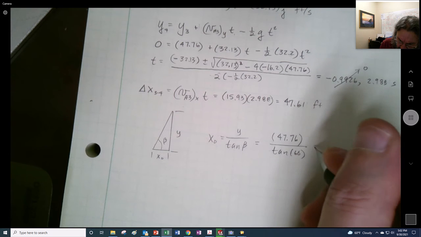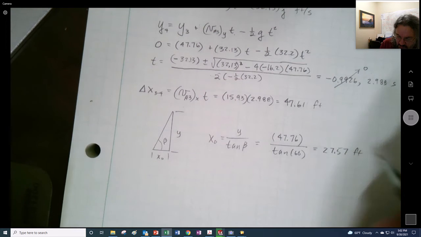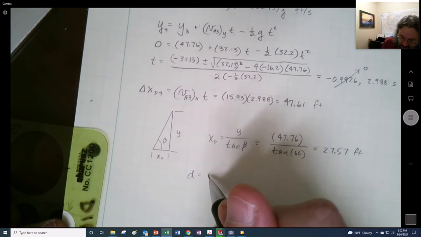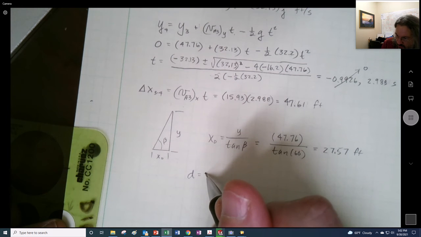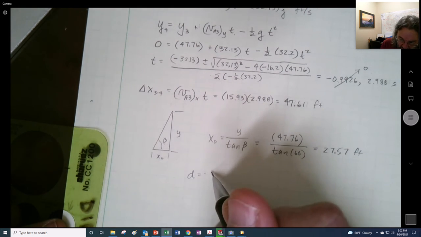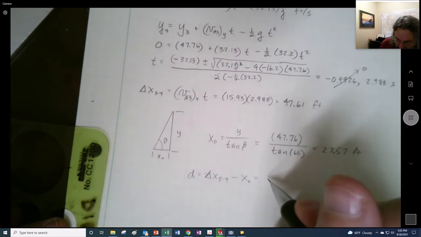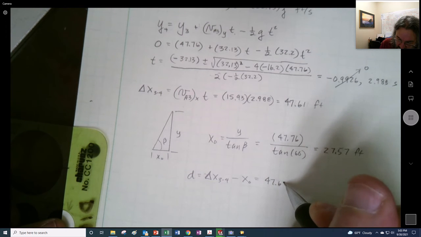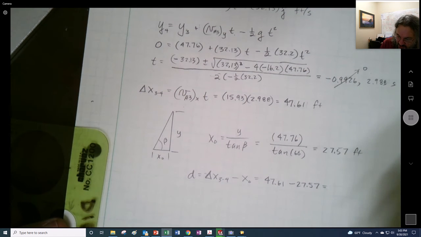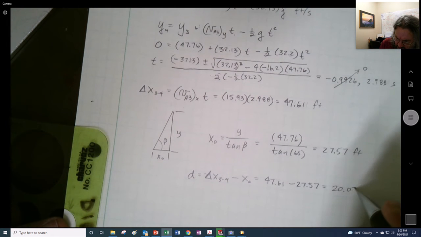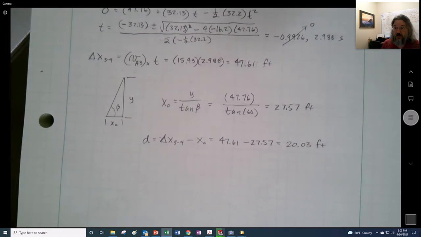Tangent of 60 degrees, and that's the number that I just wrote down a minute ago, 27.57 feet. So if we want D, we're going to find that it's going to be that delta x 3 to 4 minus that x0. I don't know why I called it that. So it's 47.61 minus 27.57. And so our answer is a real boring 20.03 feet.